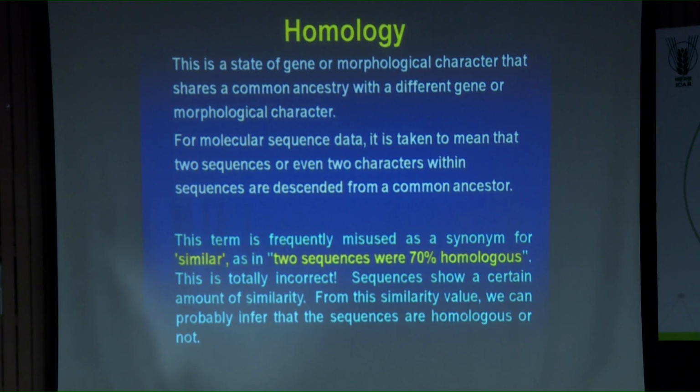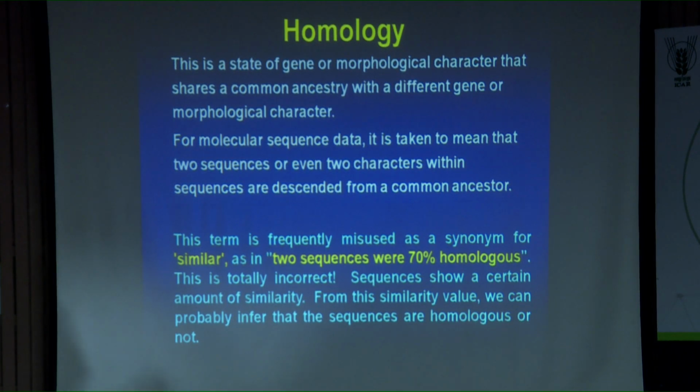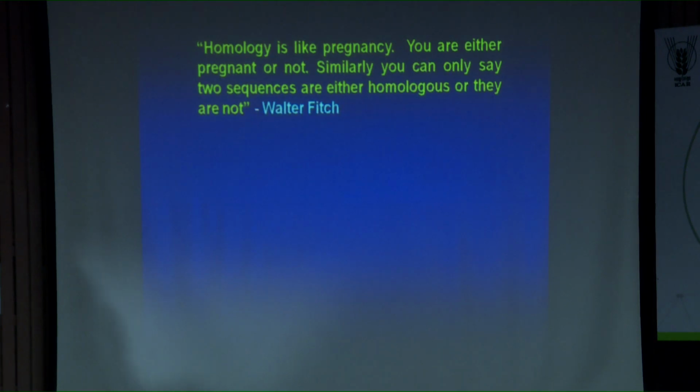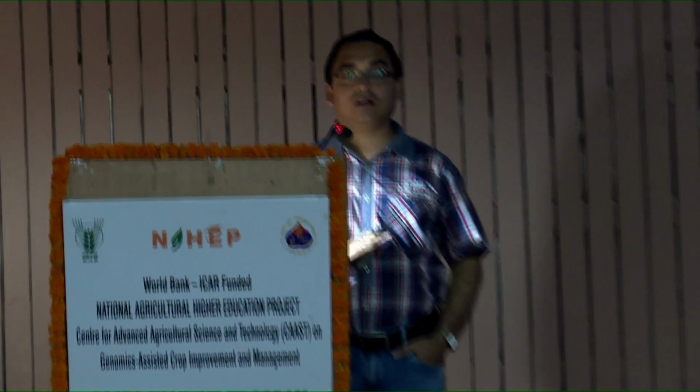Okay? Why? Again, a lighter joke I would like to tell, a famous quotation of Walter Fitch about homology. He defined homology as being like pregnancy. You can either be pregnant or not. Can anybody tell whether a woman is 20% pregnant? No. We can only tell a woman is pregnant or not. We cannot tell 70% pregnant, because pregnancy is a qualitative term. It is either pregnant or not. Similarly, homology is a state, a condition, a qualitative character. We can only tell whether two sequences are homologous or not. We cannot tell 20%, 70% homologous, no. So, never misuse this term. If you are talking about homology, you can only directly tell whether two sequences are homologous or not. You cannot tell 70%, 80% homologous.